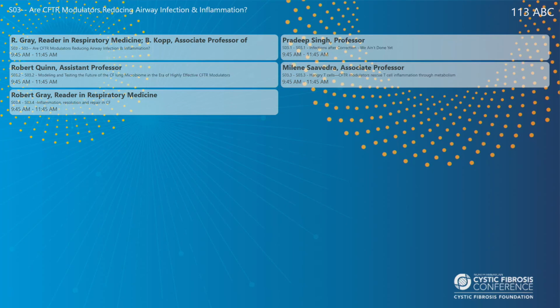So Johnny, my student, couldn't show all of his data today. He's just submitted a paper where he used CAGE sequencing of CF and non-CF derived macrophages and showed that there was a major shift in type 1 interferon signaling in the CF macrophages, particularly after LPS, and that can be corrected with ETI in vitro, and we can also correct it by correcting CFTR with CRISPR.